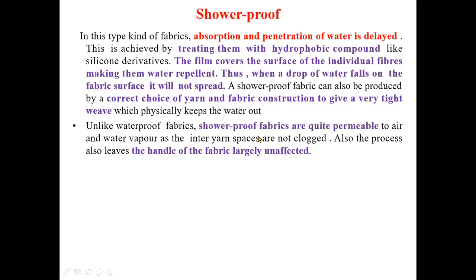Unlike waterproof fabrics, showerproof fabrics are quite permeable to air and water vapor as the interior spaces are not clogged. In the earlier case, waterproof fabric, where the fabric is treated with PVC or polyurethane coating, the yarns are completely clogged. As a result, it prevents the passage of the air or moisture vapor. But in the case of the showerproof fabric, the yarn spaces are not clogged. As a result, showerproof fabrics are quite permeable to air and water vapor, and also the handle of the fabric is largely unaffected.